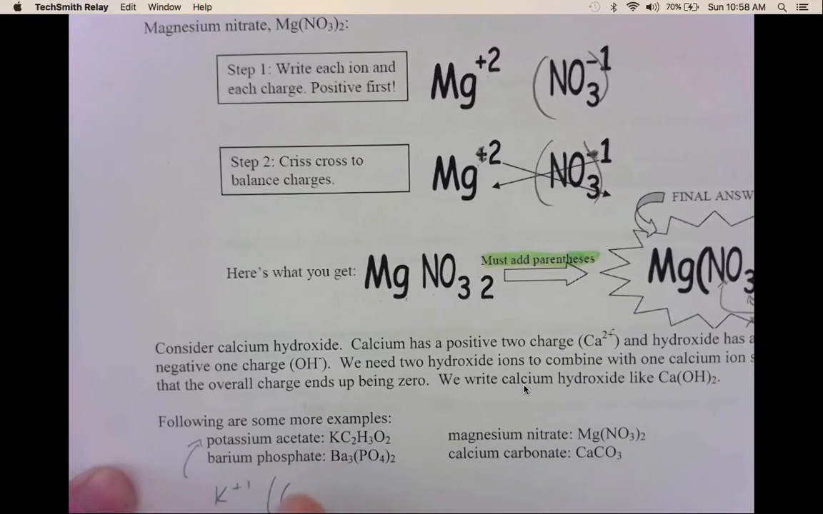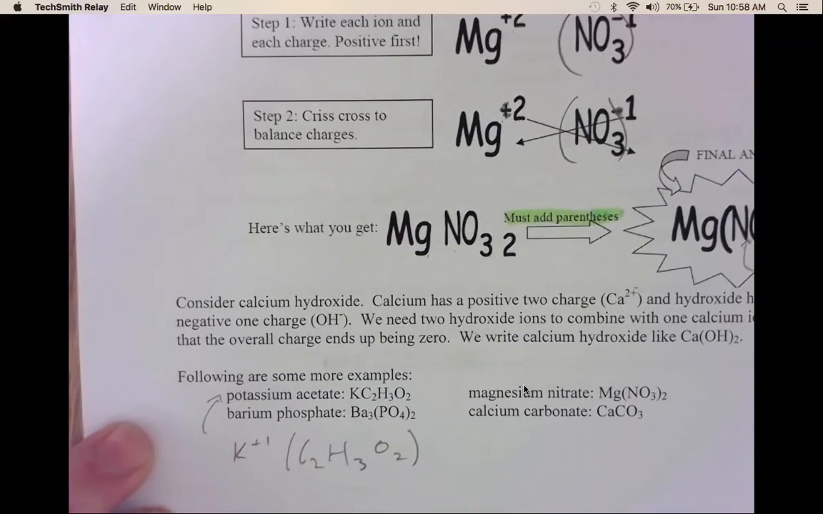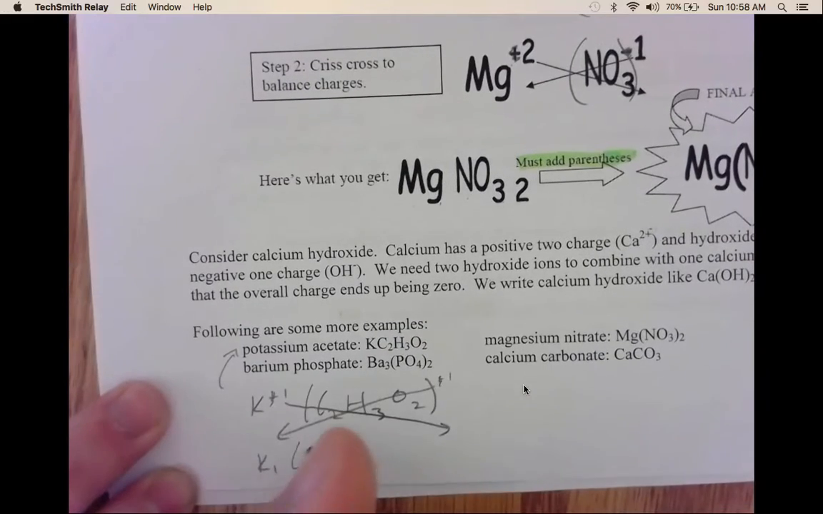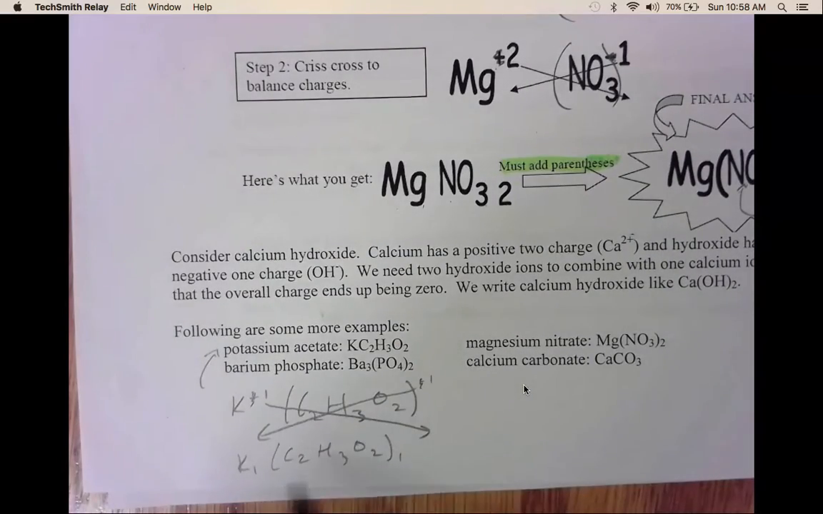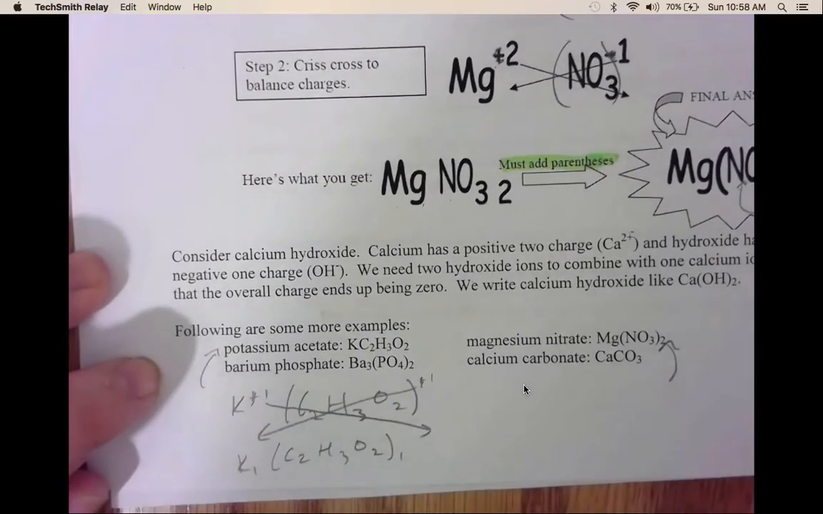So again, I always write my polyatomic ions in parentheses, whether I need them or not. Just in case I do need them, then they're always there. Acetate has a -1 charge, so we can cross off our charges, and then we can crisscross. So this would give us K1, and then C2H3O2 1. And then you write down exactly what you see here. You don't have to write the ones because they are the same.